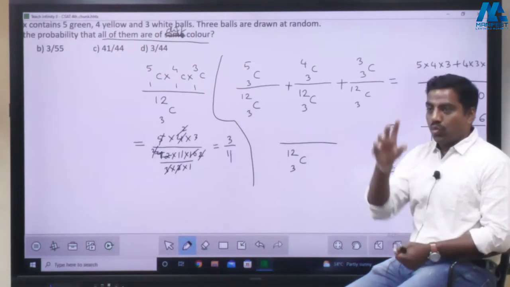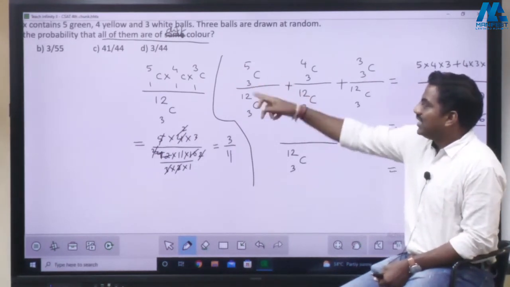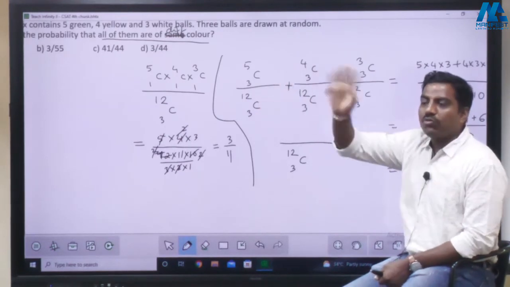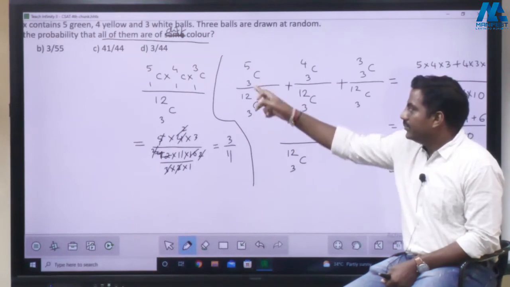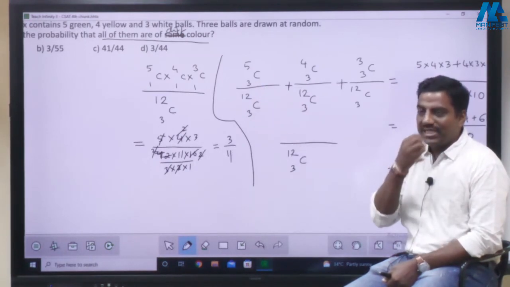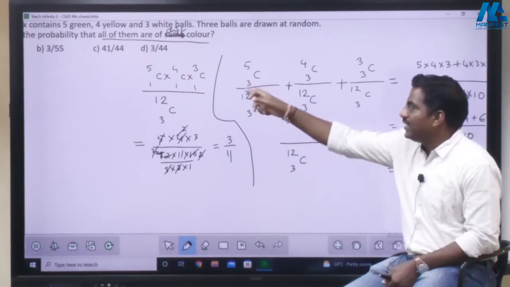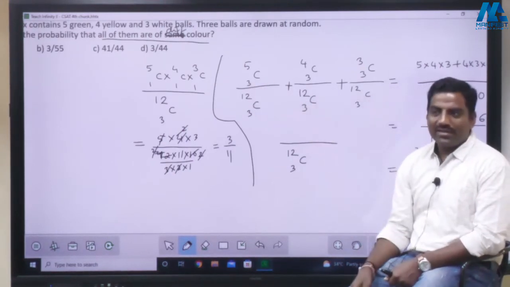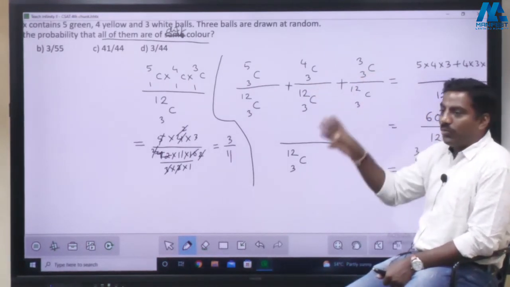And one more clue. Look at this, C3, C3. You don't have to multiply anything after that. When these are the same, C3 and C3, you don't have to multiply anything. If it was C2 and C2, you don't have to multiply anything. Yes? C3, C3, you don't have to multiply.